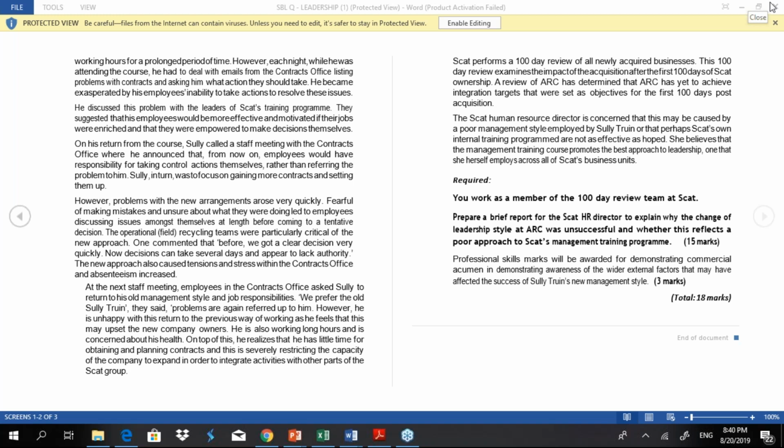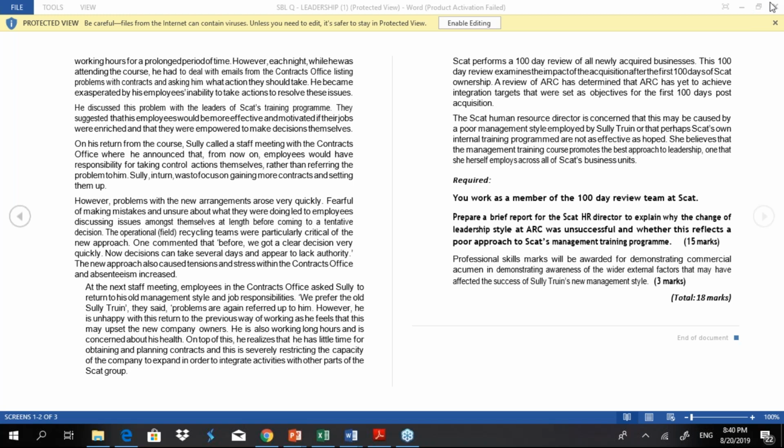Because we have professional skills to capture, marks for professional skills. So in this case, it's about demonstrating commercial acumen. So commercial acumen is about business awareness. So in answering this question, you must touch on the business aspects.